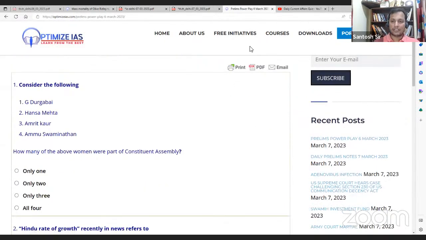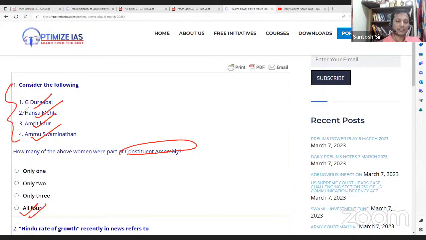Consider the following: G. Durga Bai, Hansa Mehta, Amrit Kaur, and Ammu Swaminathan. How many of the above women were part of the Constituent Assembly? Guys, the answer is all four. All four were part of the Constituent Assembly. There were around 13 or 14 members who were women. This is very important this year because the Prime Minister has quoted these names. Women leaders were part of the Constituent Assembly.